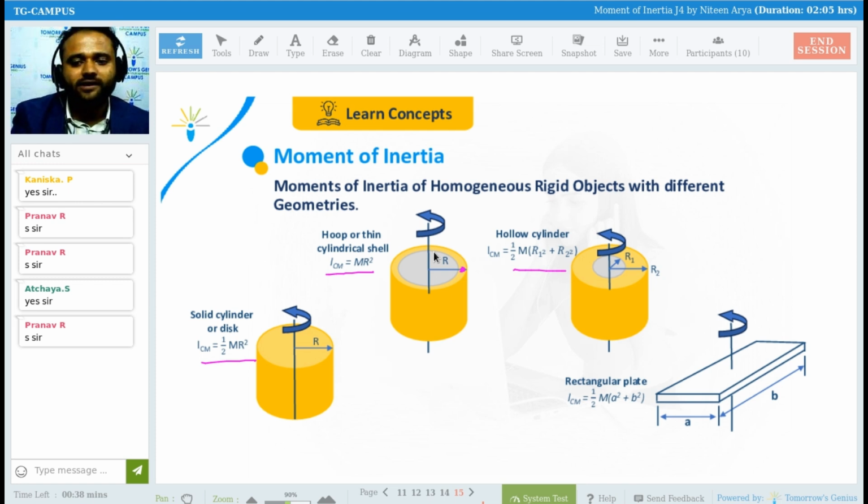For rectangular plates, if I pick this particular axis, this again becomes like a hollow cylinder of radius a, and this is my radius b. So again I center of mass for a rectangular plate is also 1 by 2 m (a square plus b square), where r1 square is this. Okay, just a minute.